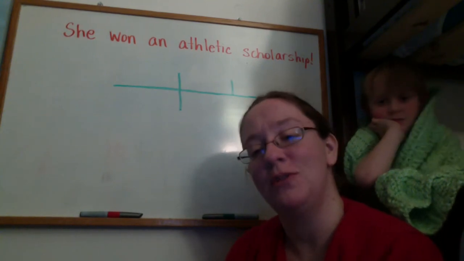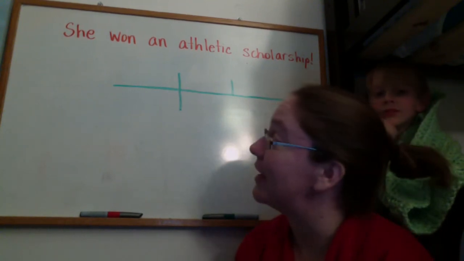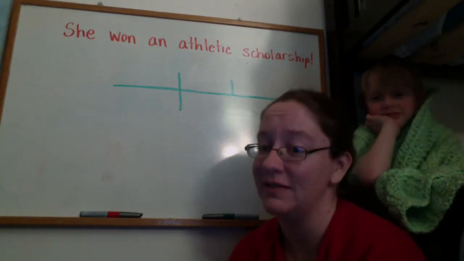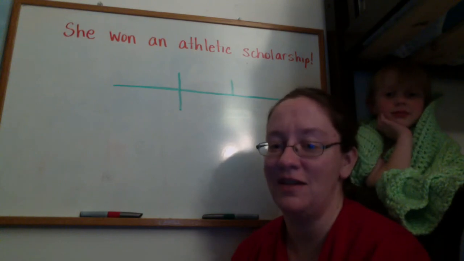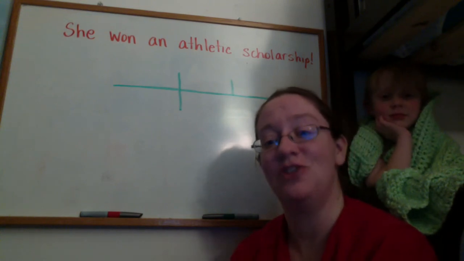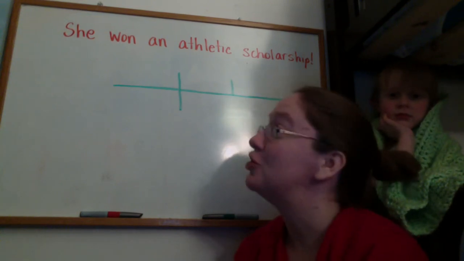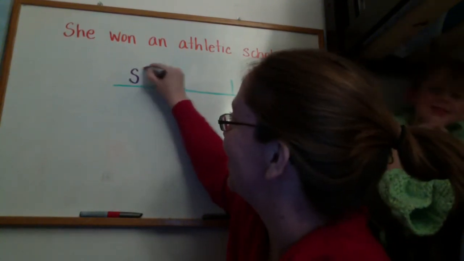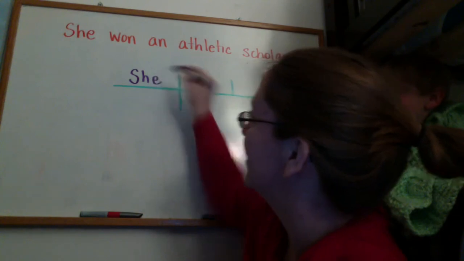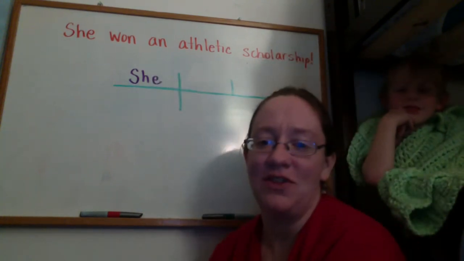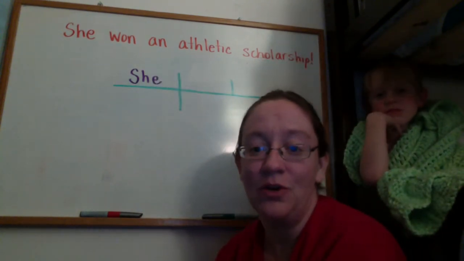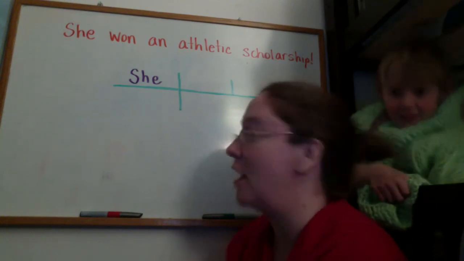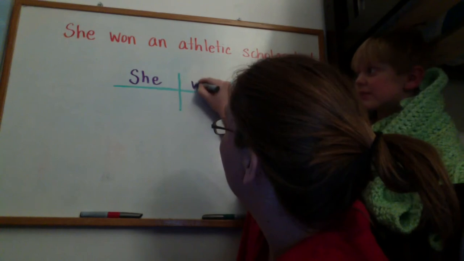So, first you need to identify the subject and the verb in the sentence in order to put those in the correct places. The subject of this sentence, or the noun that's doing the action, is she. So, she is written in the subject part. Next, we have to think of what is the action word or verb in this sentence. In this case, we have the word won, and that's going to go in the verb spot.